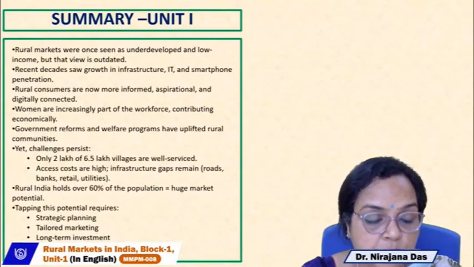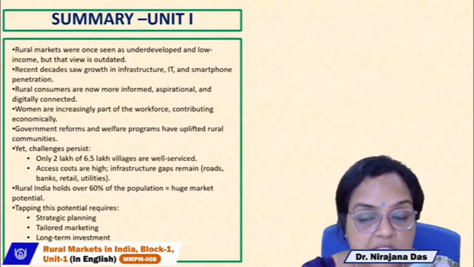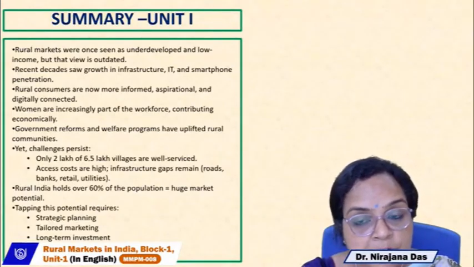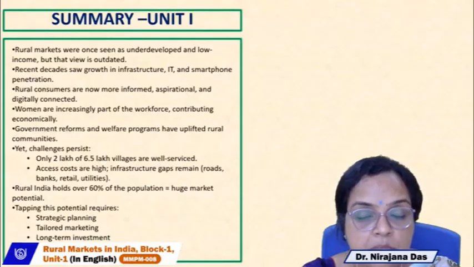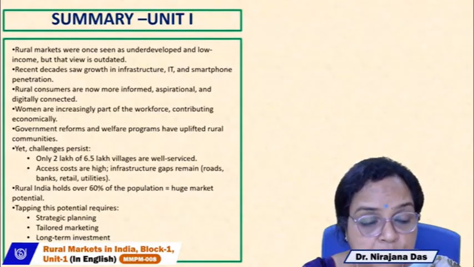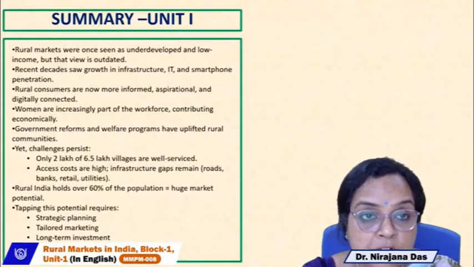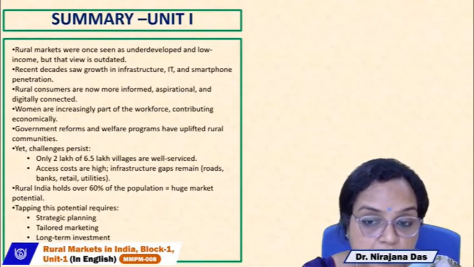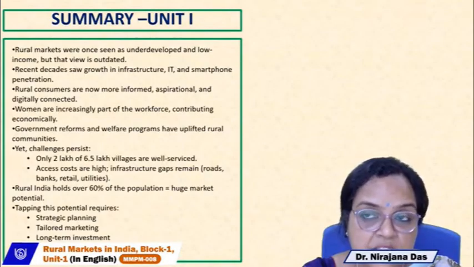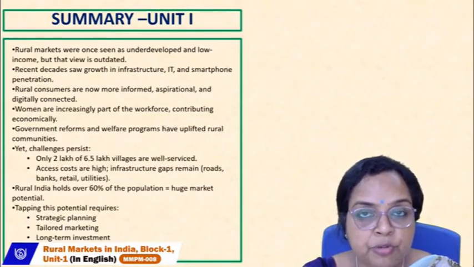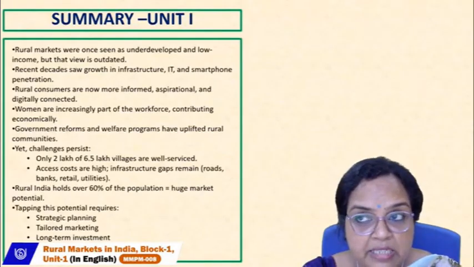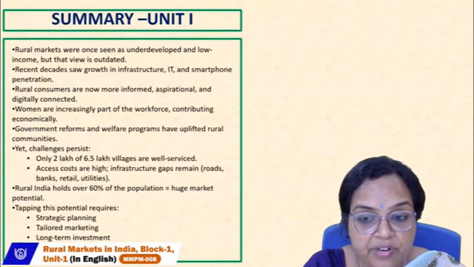Tapping this potential requires what? The marketer has to think of strategic planning in terms of product development, keeping in mind the requirements of rural India. In terms of advertisement, how to advertise, how to create a visually attractive logo. In terms of use of the product, by doing proper research on the needs of the rural belt or rural India. So strategic planning for a marketer is a must because all the factors that contribute to the buying behavior of the rural market have their roots in different dimensions.